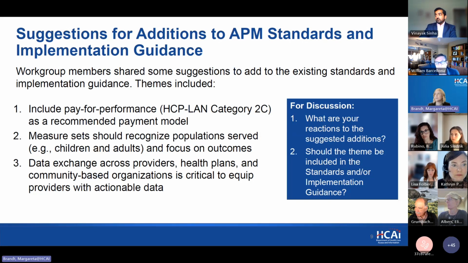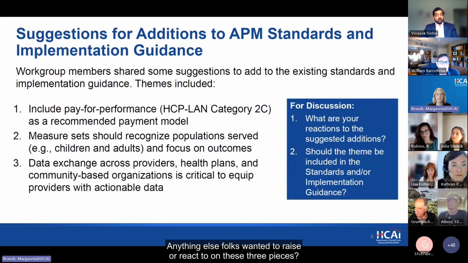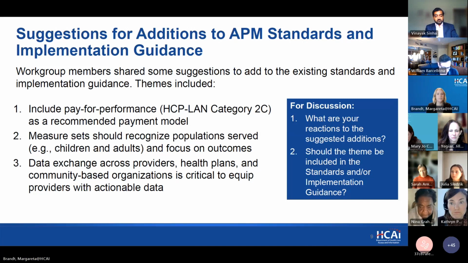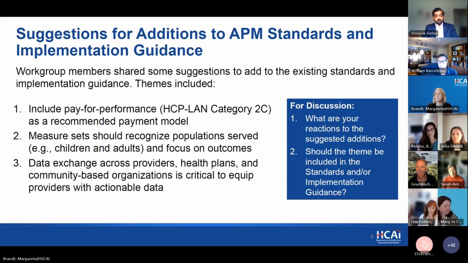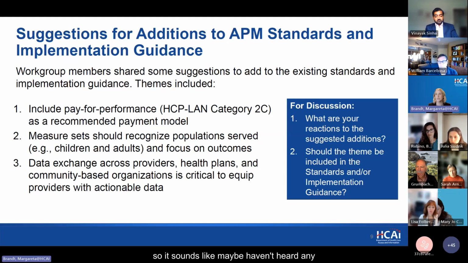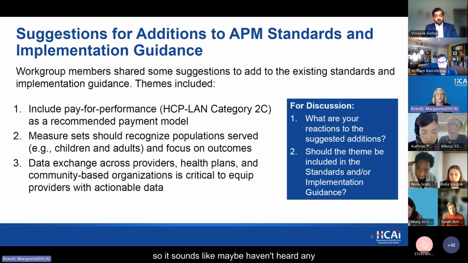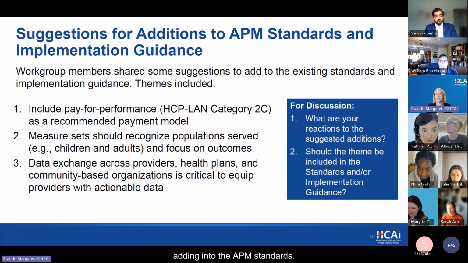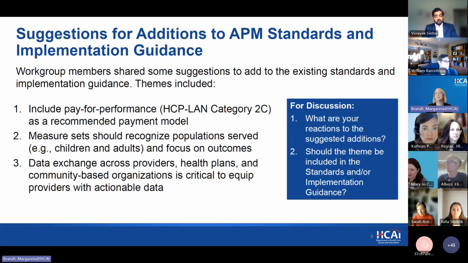Thanks, Beth. Anything else folks wanted to raise or react to on these three pieces? Okay. So it sounds like we haven't heard any objections to these three areas. So these are three areas that OHCA should consider incorporating or adding into the APM standards. Any other feedback that we haven't heard yet?